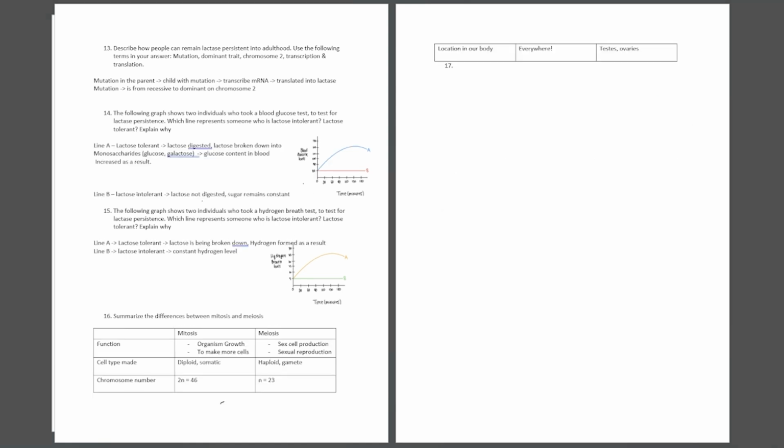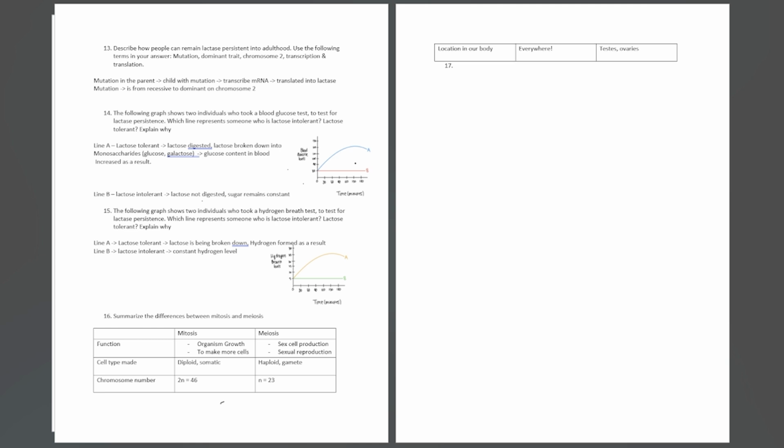Good. Hi, Ethan from the future here. I'm here to properly explain numbers 15 and 14. These are both graph questions. For number 14, we have a graph with blood glucose levels on the y-axis and time in minutes on the x-axis. We have two lines, line A and line B, and we're trying to determine which one is lactose tolerant and which isn't.